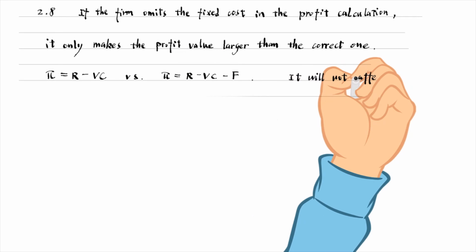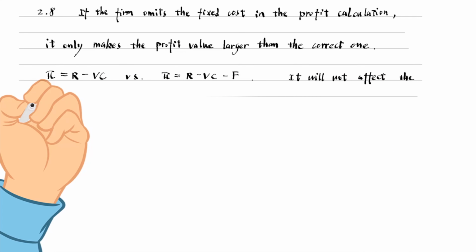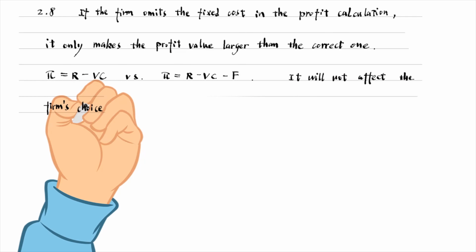It will not affect the firm's choice of output level to maximize its profit. The firm decides the output level by comparing two marginal terms. A firm sets its output where the marginal revenue equals the marginal cost. It has nothing to do with the fixed cost.